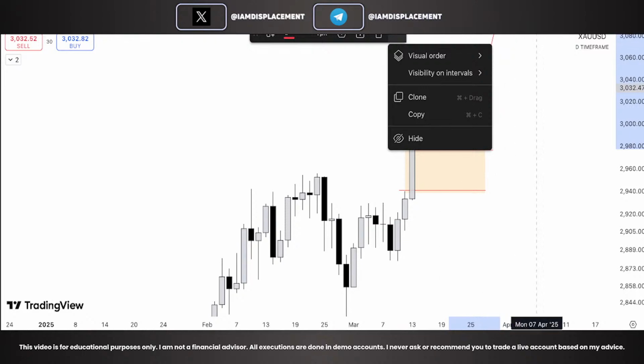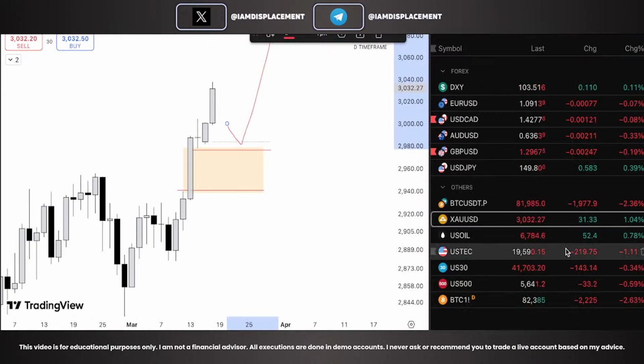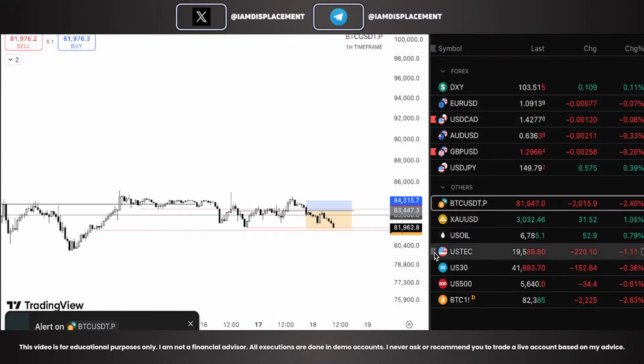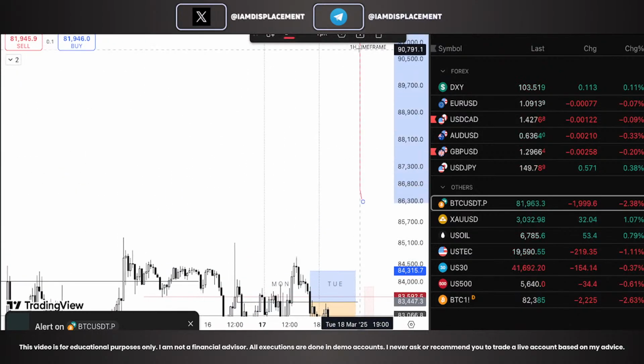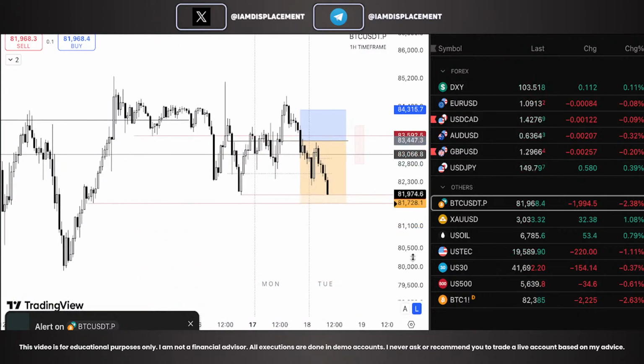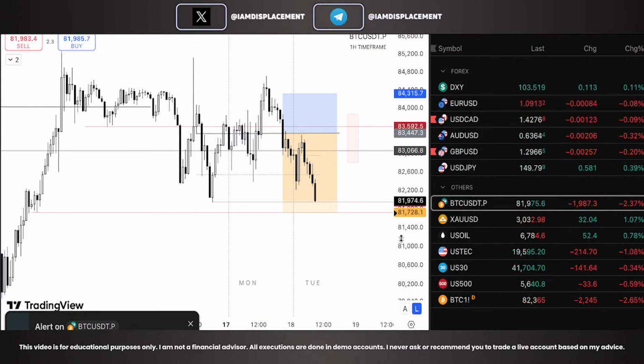NAS100 tapped, bro. NAS100, but it got tapped. Okay, let me check just a sec. My TP got hit in this trade. I'll show the execution. It got hit. I did not share this with you guys.